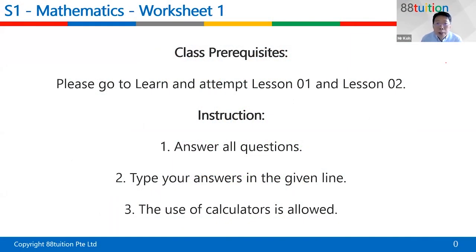All right, so before we start the lesson, Mr. Cole already asked whether you have attempted lesson 1 and lesson 2 in the 88 tuition. And then the instructions: answer all questions, type your answers in the given line. The use of calculators is allowed, or I won't say it's allowed, it will help you to calculate faster. So do you have a calculator with you? No. So yes, please go and get hold of your calculator, unlock it if you haven't got your calculator yet.